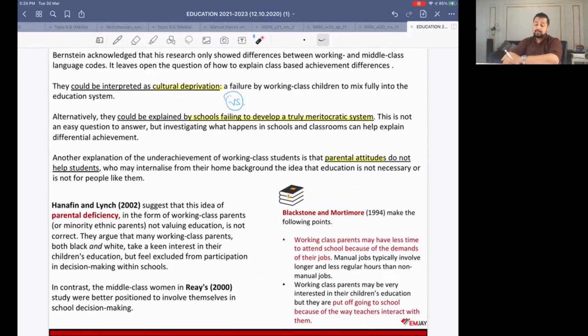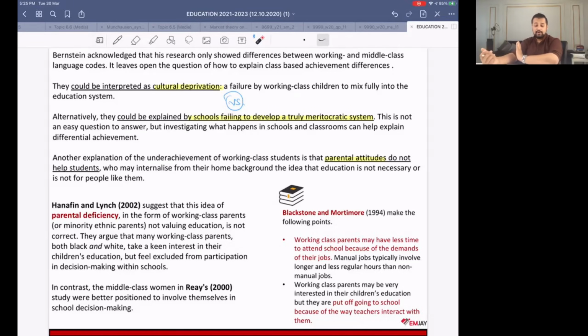And in contrast, the middle class women in the Reay study were better positioned to involve themselves in school decision making. Better positioned because they're educated themselves, because they are in a better position to keep a check on what is going on at the child's school, what all the child is studying on a particular day.